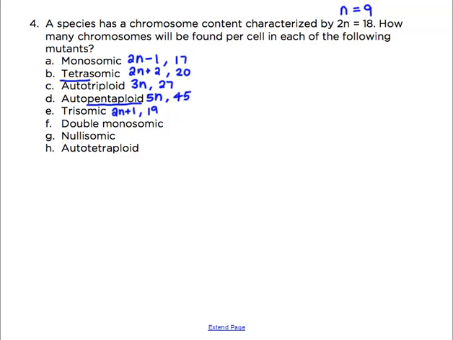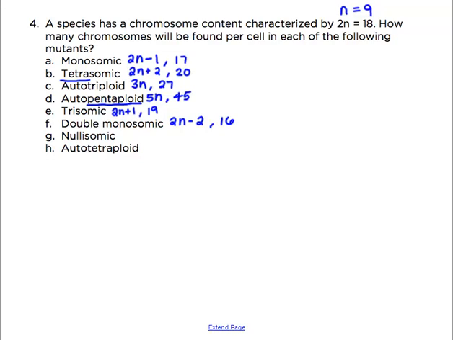F is a double monosomic. So remember from part A, monosomy is where you're missing 1 out of the 2 copies of a chromosome. In a double monosomy, that means, let's say they have 18 chromosomes, right? Pairs. So that means that you're missing 1 of the chromosomes from pair 1, and you're missing another chromosome from, let's say, pair 3. So to get a double monosomy, this would be 2n minus 2, because you're missing a chromosome from 2 separate sets. So this would be 16.